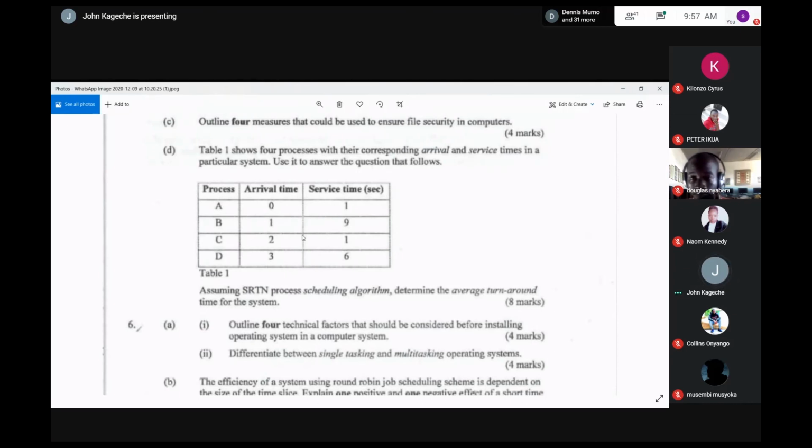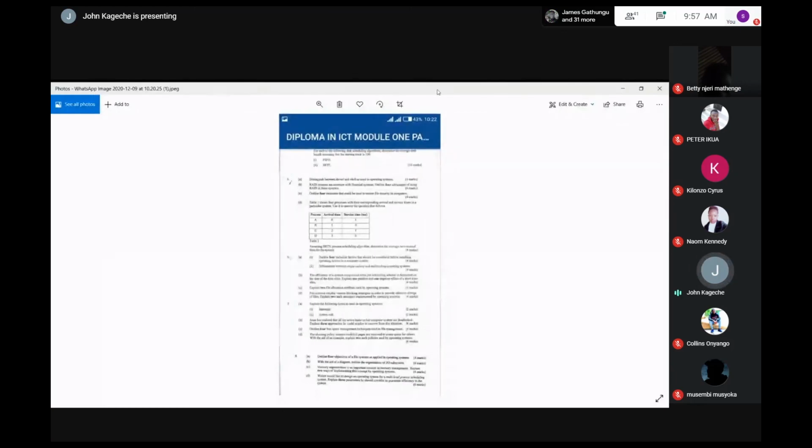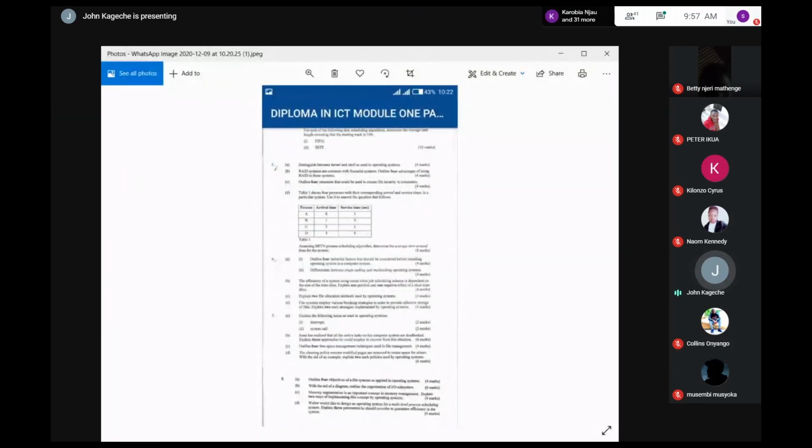Now, when you look at these processes, if you're going to calculate the average turnaround time using the shortest remaining time next, how long does it take? So you have to have the table with the following. I don't know how I'll be able to handle this, whether I can reduce this and draw the table somewhere so that I'm able to explain it well.